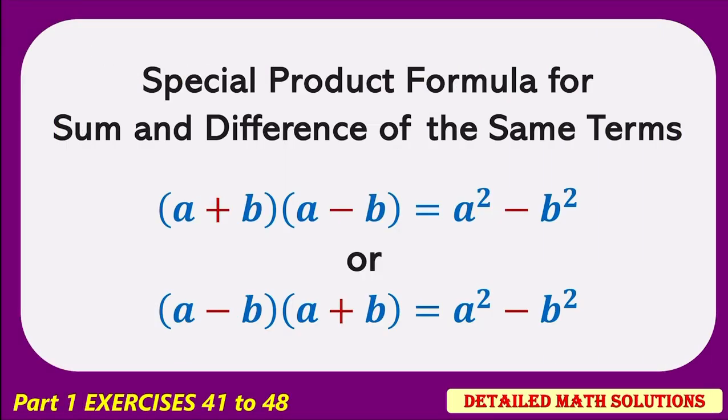To solve these exercises I'm going to use the special product formula for sum and difference of the same terms. A plus b in parentheses multiplied by a minus b in parentheses equals a squared minus b squared, which can also be written as a minus b in parentheses multiplied by a plus b in parentheses equals a squared minus b squared.